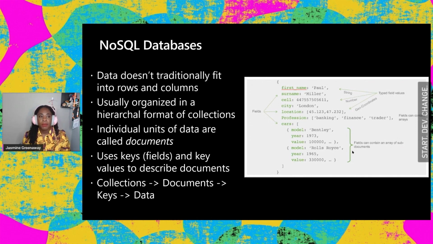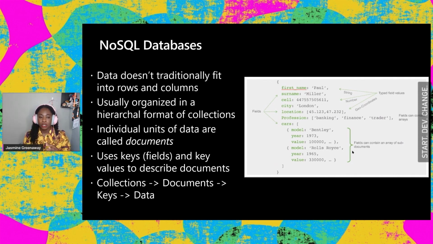So another type of database is called NoSQL databases. This is for data that won't traditionally fit into this row and column format, but will usually take on a hierarchical view in a set of collections. And the individual pieces of data are going to be called documents. So on the right here, we are looking at an example of a document.